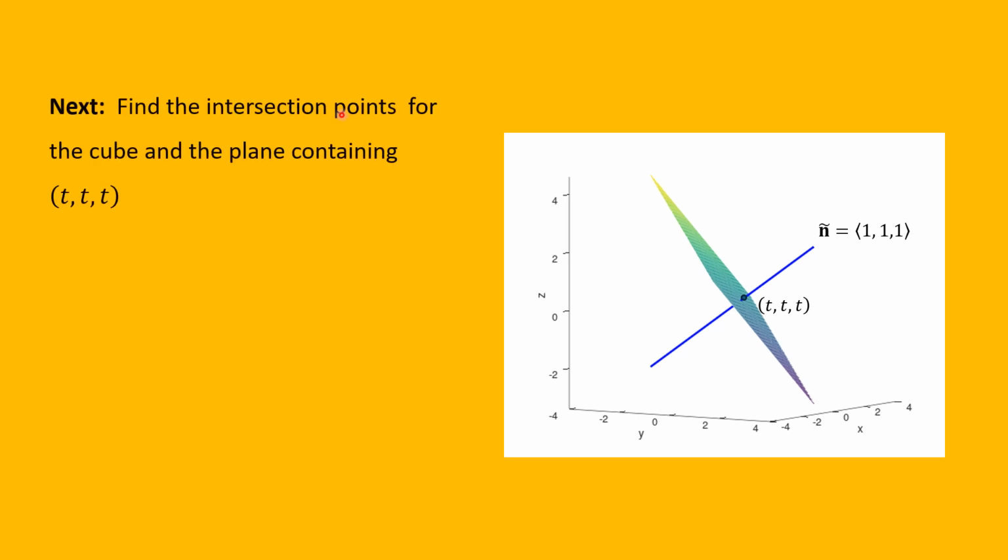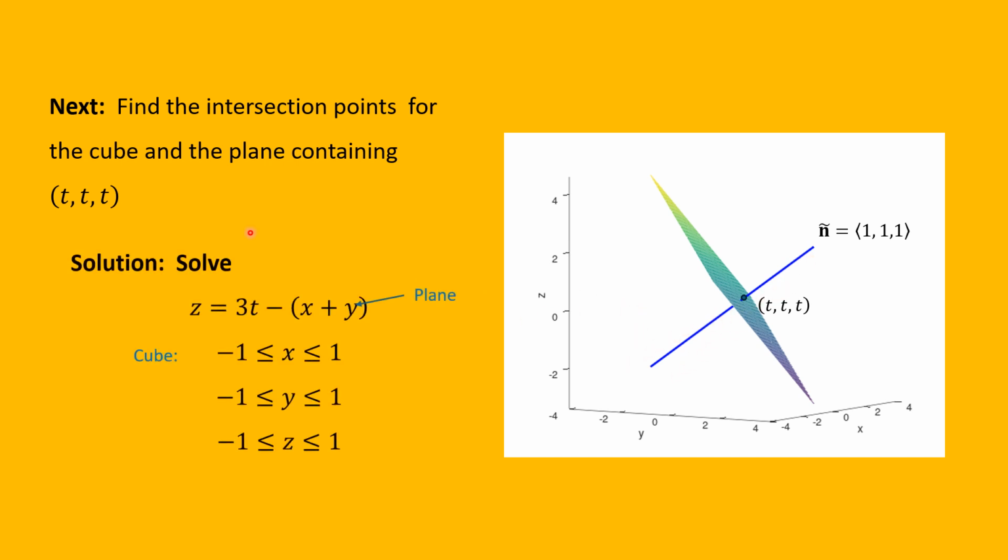So let's now find the intersection points for the cube that we've been discussing and the plane containing the point (t, t, t), which is perpendicular to that line L. So what we want to do is to solve the following system of equations and inequalities.